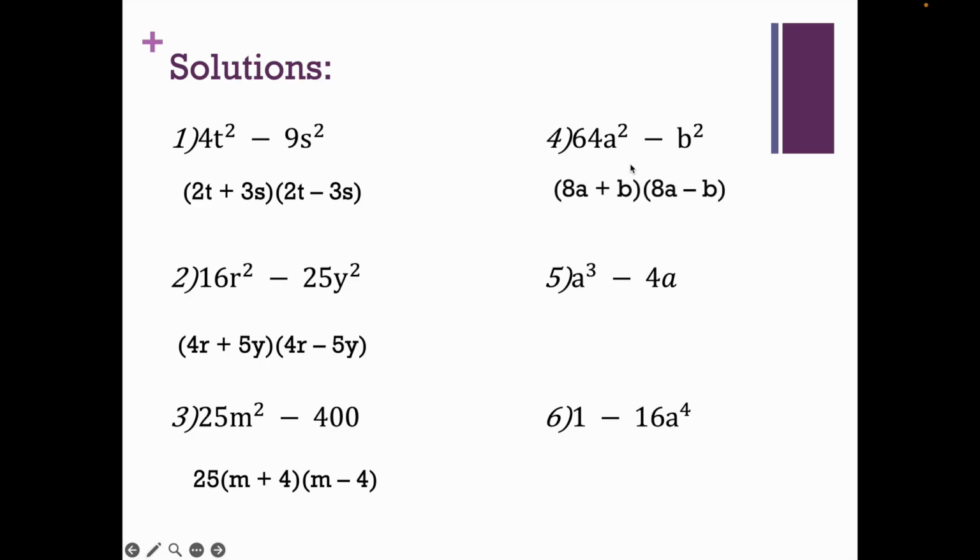For question number 4, I don't have a common factor, but I do have a difference of squares. So I have the square root of 64a squared is 8a, and the square root of b squared is b. So I'm going to write 8a and b in both brackets with a plus and a minus.